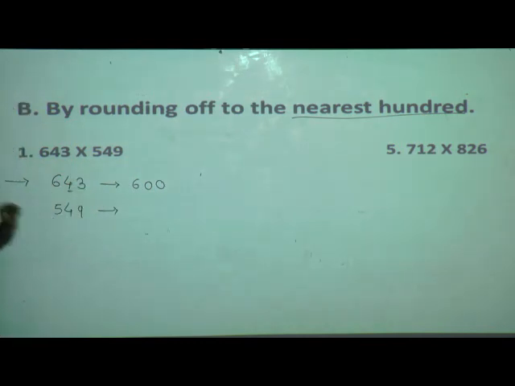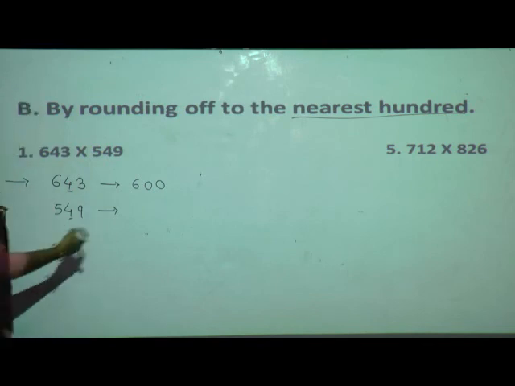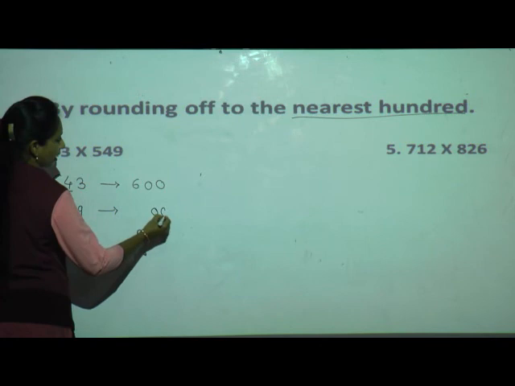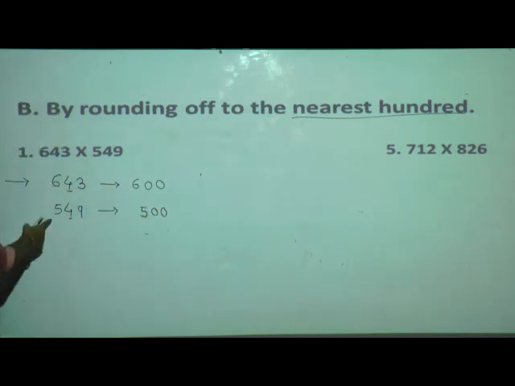Yes. Now next number, 549. So underline the tens place. What is there at tens place? 4. So if it is 4 or less than 4, again same. Place the 0 at ones and tens without changing the hundreds place. We should not change because it is 4. If it is 4 or less than 4, we can't change. If they had given 5 here, we could write 0 at ones and tens, and we could add 1 to the hundreds place.